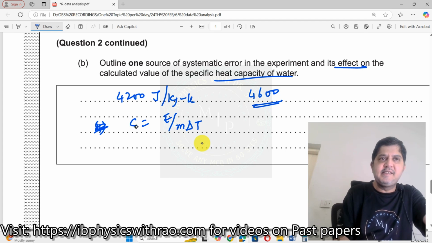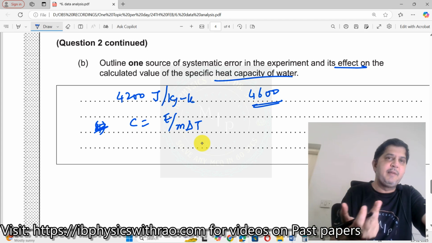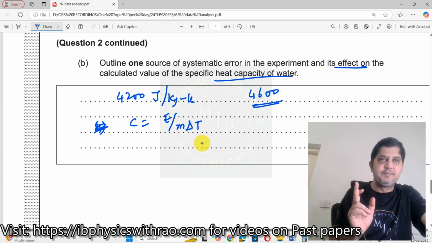So when will C get larger? C experimental here is larger. So why do we get larger? Maybe E should be larger. The amount of energy that you supplied was larger and you estimated it to be smaller. That's one reason. The second reason could be mass.